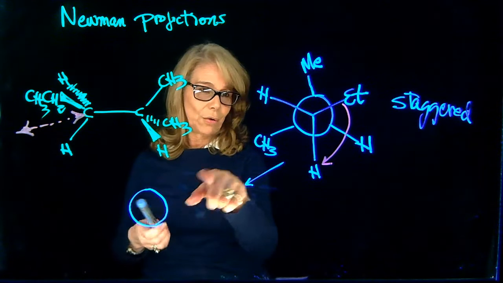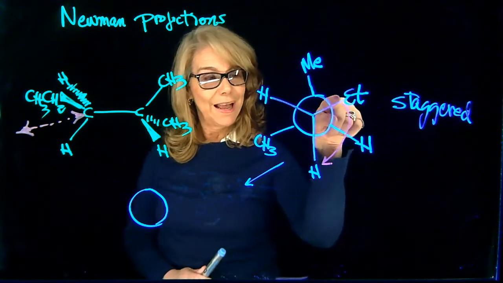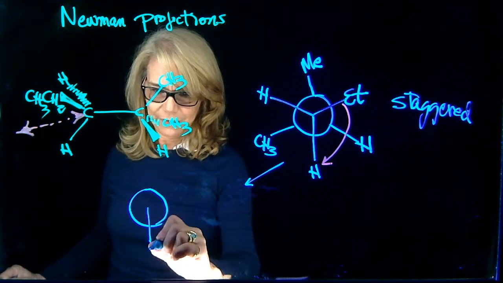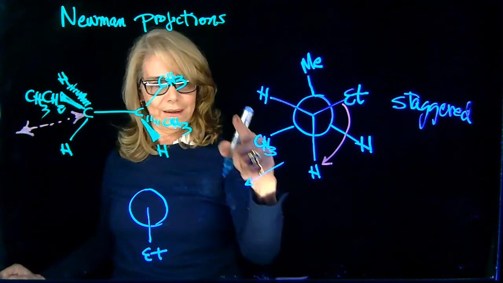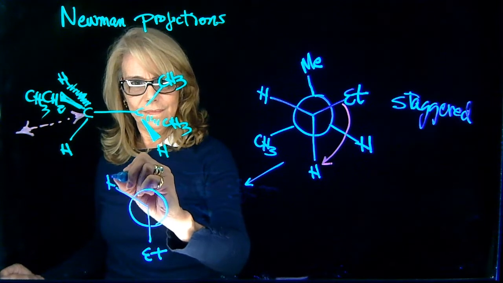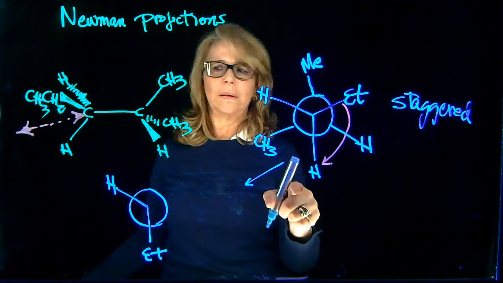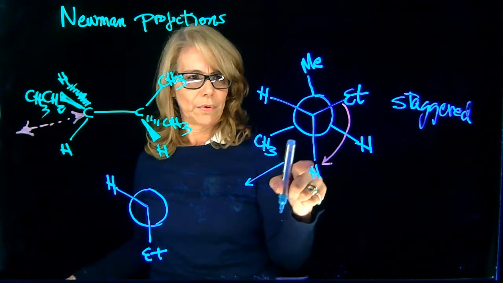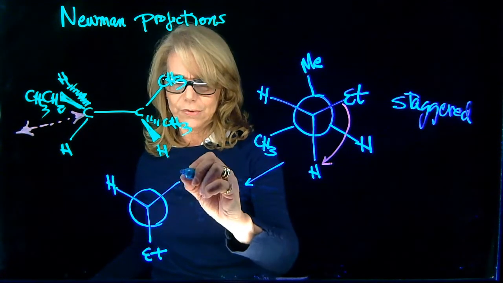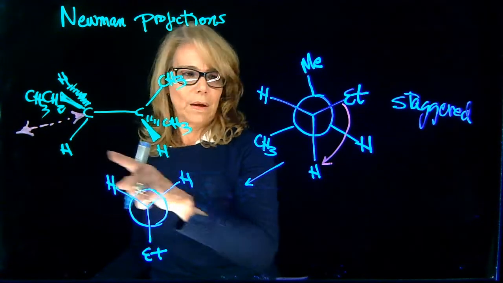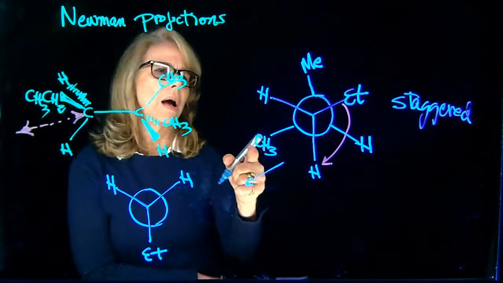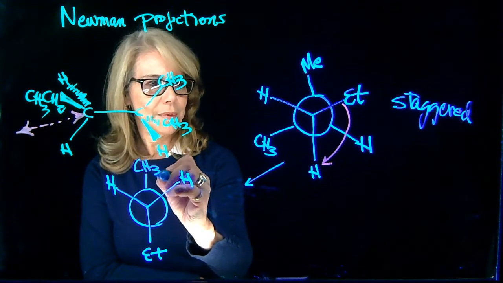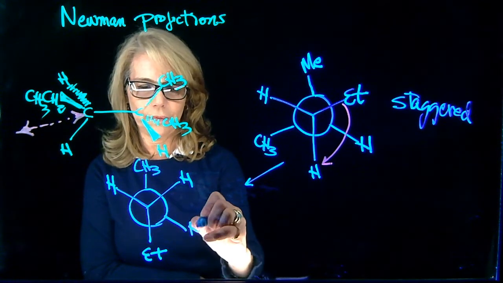That circle is the carbon in the front. Notice that I said the ethyl is going to be here. So now I have ethyl and then hydrogen. And I think I have something around here. Do I? No, I'm right. Hydrogen and hydrogen. There are two hydrogens on this carbon, so two hydrogen atoms. The other carbon stayed the same way. I simply rotated the one in the front.